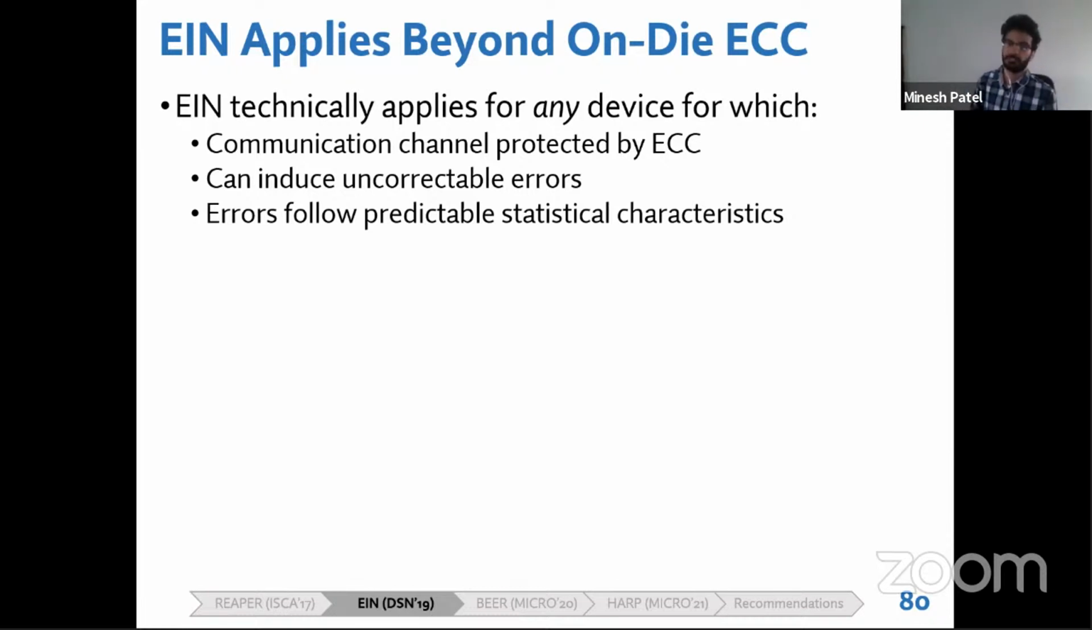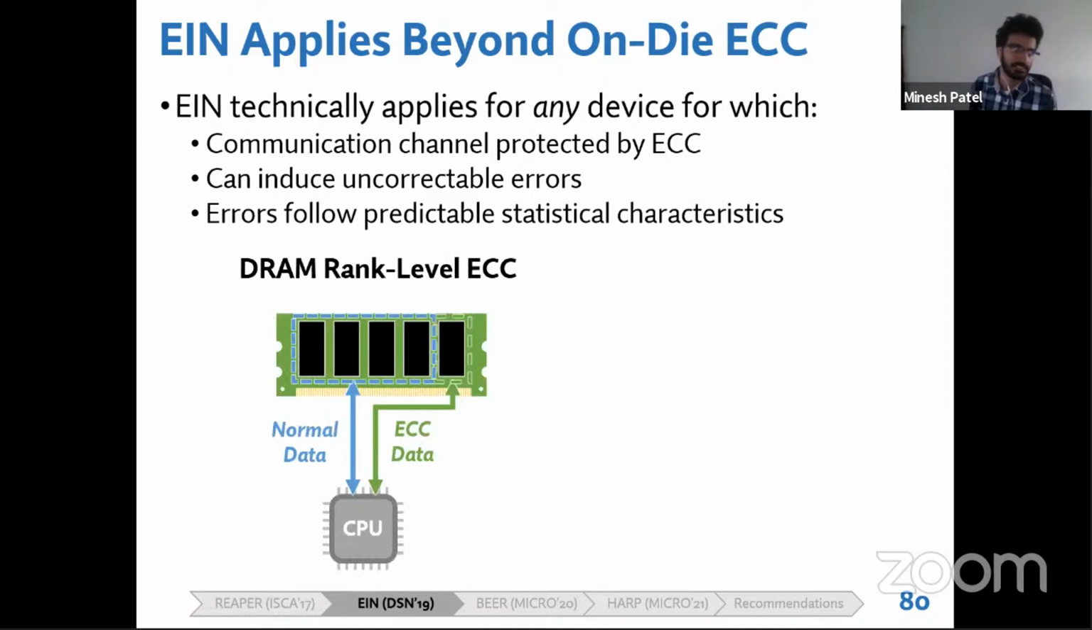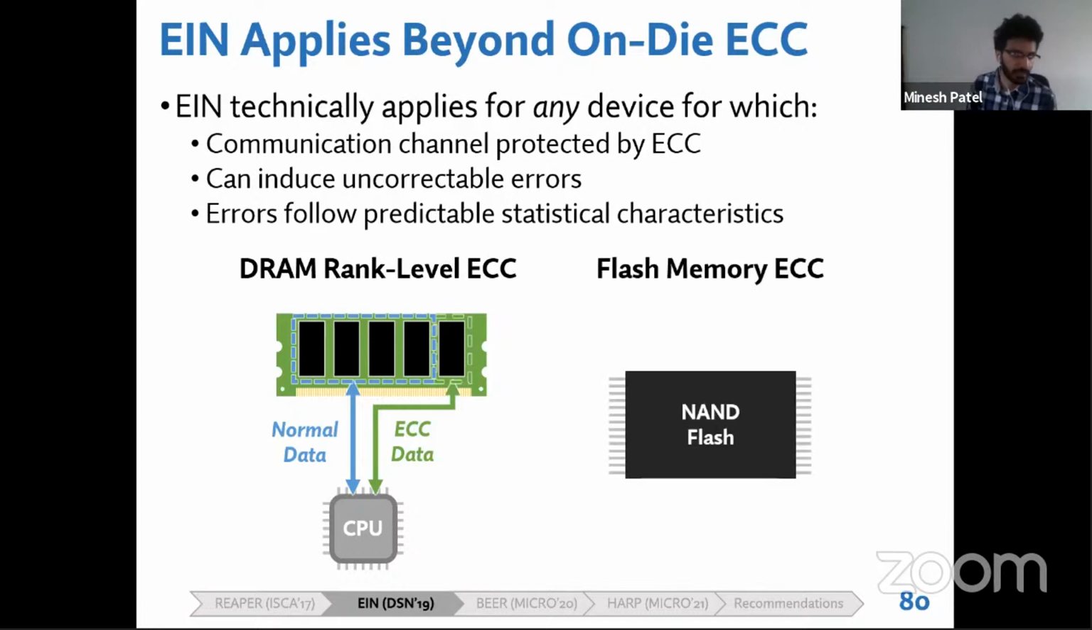Two examples of such devices are DRAM with rank-level ECC. If the ECC contained within the CPU is somehow inaccessible, or the user wants to infer it for whatever reason, EIN can potentially be a good way to do this in a manner very similar to what we did with the LPDDR4 devices that we showed. Another example is flash memory ECC, where the ECC is typically packaged within the NAND controller and not accessible by the system and has secrecy concerns and so forth.